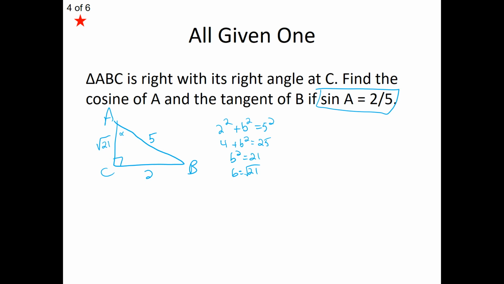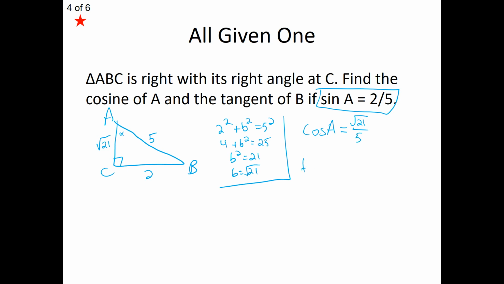And now we can find the cosine of angle A and the tangent of angle B because we have the proper ratios of the three sides of this triangle. So let's do the cosine of angle A first. The cosine of angle A would be the adjacent over the hypotenuse. So the adjacent side to angle A is √21, and the hypotenuse is 5. So there's our first ratio.